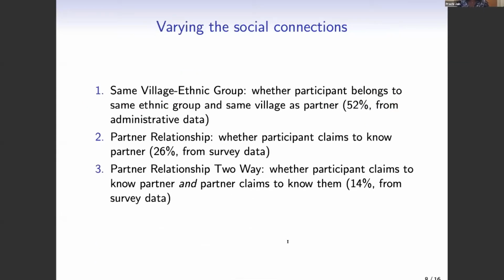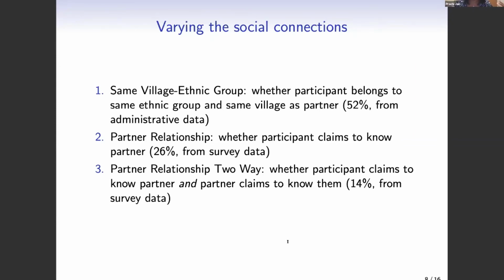The second dimension is the social ties. As I mentioned, I randomize partners, so participants are assigned to different partners that they interact with. After the experiment, I use a combination of administrative data and survey data to look at what their social connections were. The first measure comes from administrative data from the Busara Center, and it's whether participants belong to the same village.